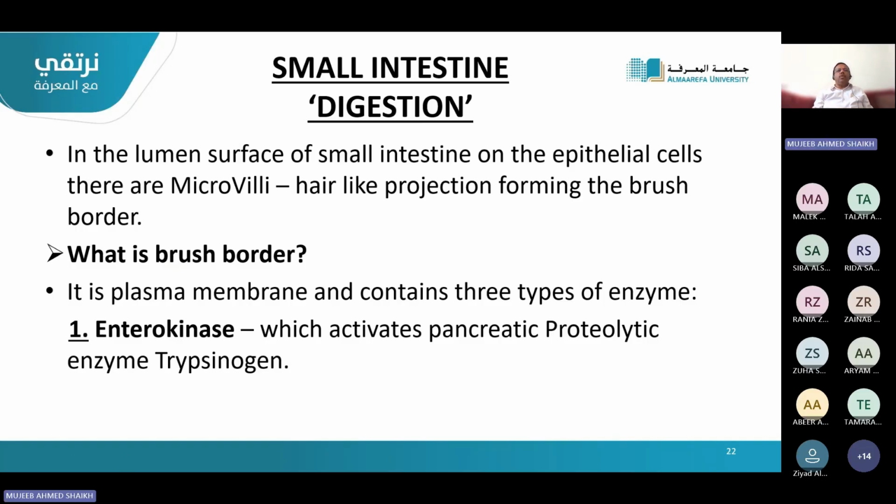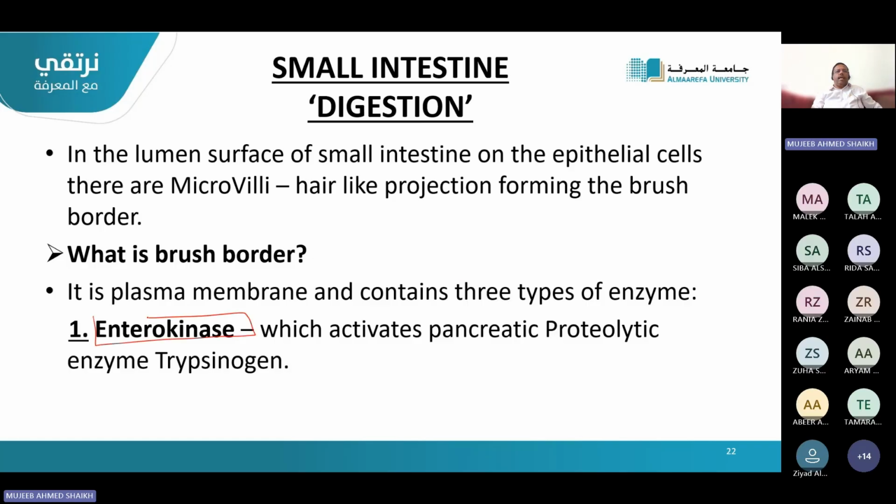So on the lumen surface of the small intestine, on the epithelial cells, there are microvilli or hair-like projections, which we call the brush border. What is this brush border? It is nothing but the plasma membrane, which contains three types of enzymes. What three types of enzymes are there in the brush border?